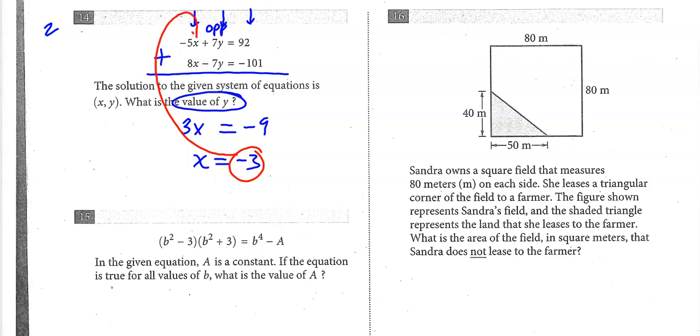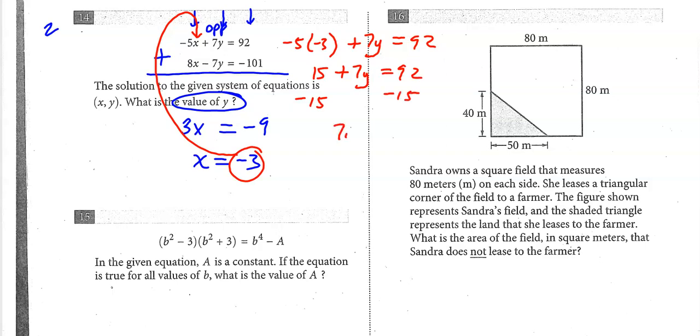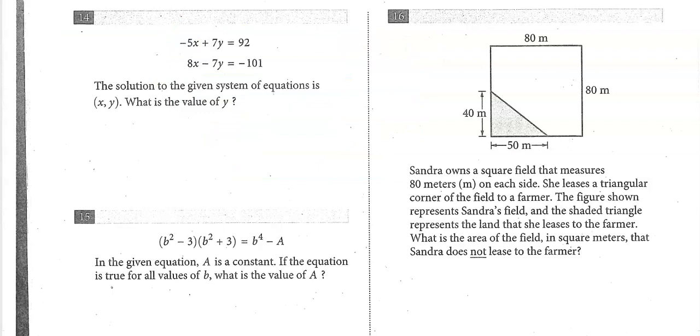Maybe I'll plug it into this top one. So a -5 times a -3 added to 7y is 92. So that's 15 plus 7y is 92. Subtract 15 from both sides. And I get 7y equals, what is that, 77? And then divide. And looks like y equals 11 would be the answer to this one.